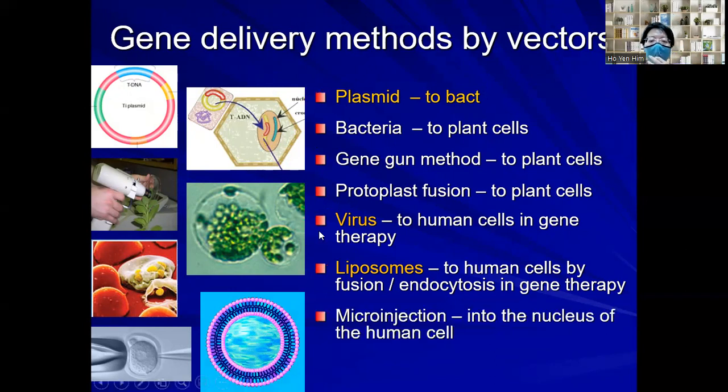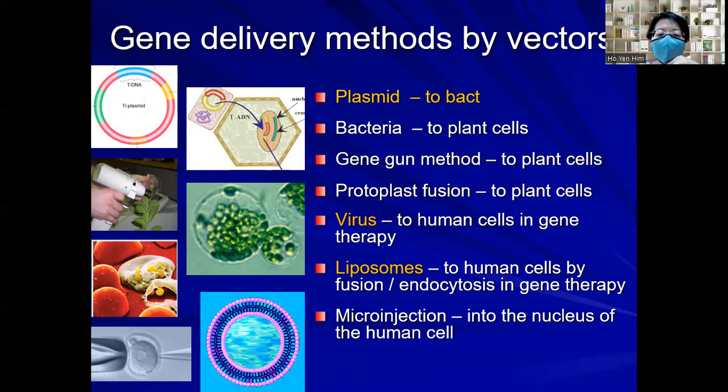Oh, I missed one. Micro-injection. Micro means tiny, very small, right? Injection. So this picture on the left bottom here is showing micro-injection. You have a suction pipette to hold the cell. So this cell is held by the suction pipette, and you've got a pipette with a very sharp end to inject a piece of gene right into the nucleus of this cell. So it is called micro-injection.